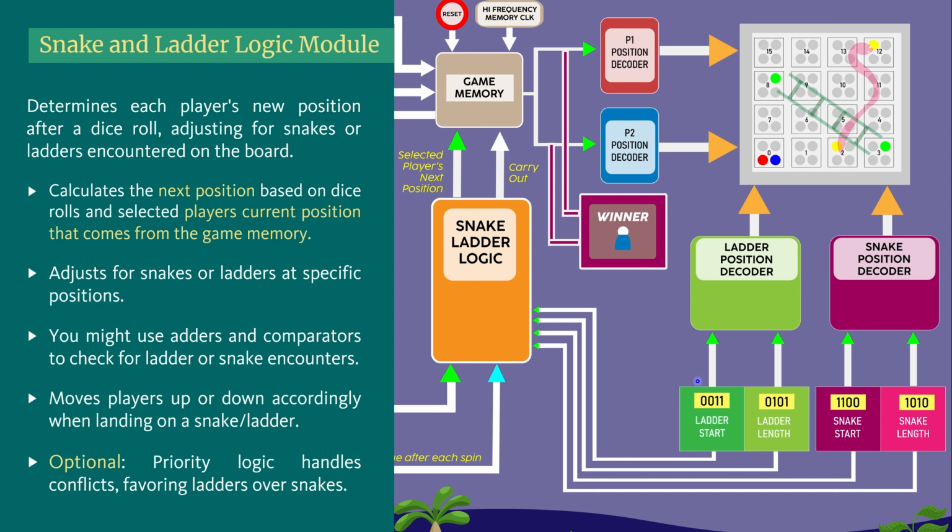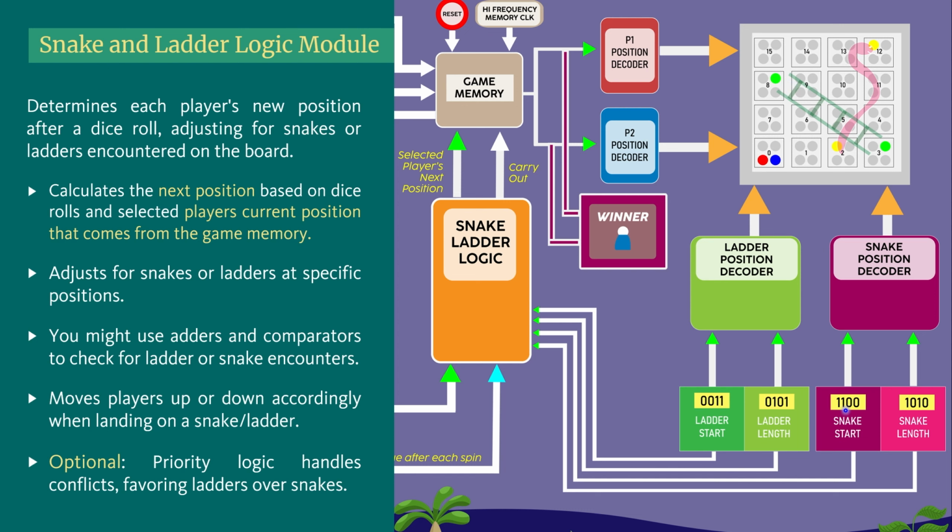So you need to take the ladder start into the snake ladder logic, then ladder length, then snake start and snake length. All of these need to be taken into account in the snake ladder logic module. The ladder start, as you can see, is 3 here, and the ladder length is 5. If you add these two, ladder start and ladder length, you get 8, which is the end of the ladder.